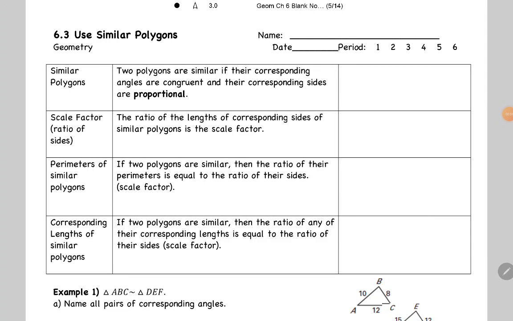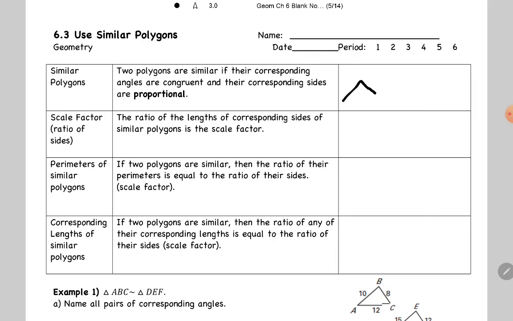We're going to be using similar polygons. So what are similar polygons? Two polygons are similar if their corresponding angles are congruent and their corresponding sides are proportional.